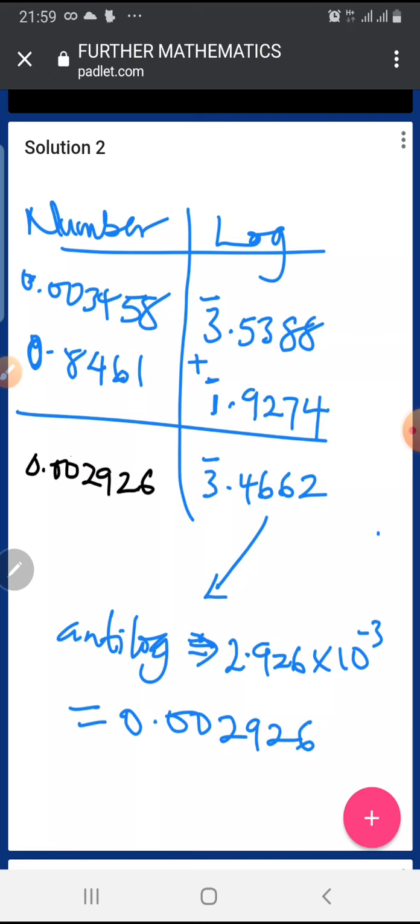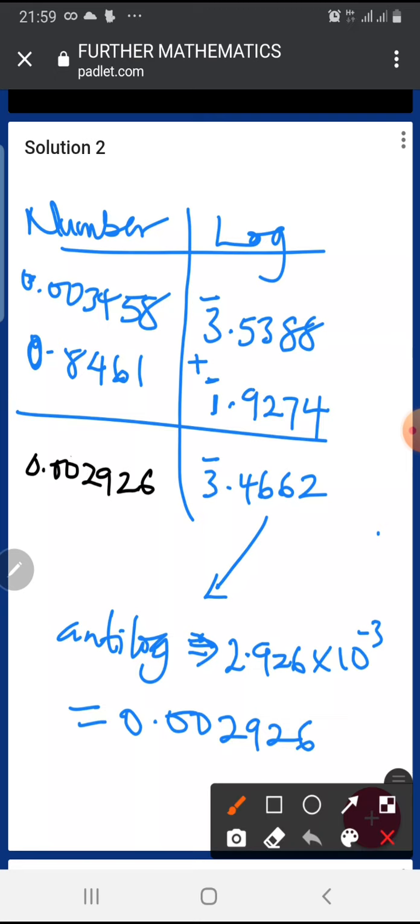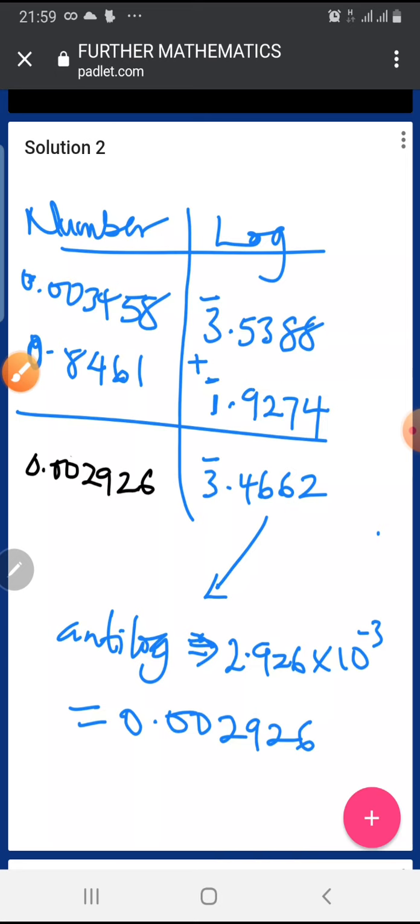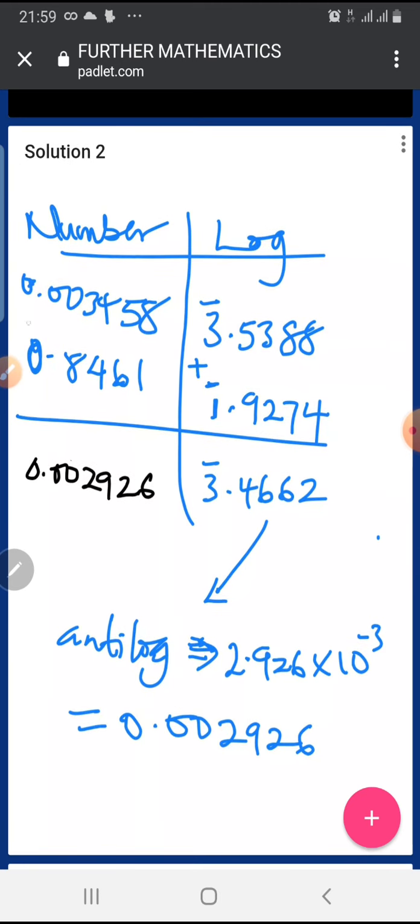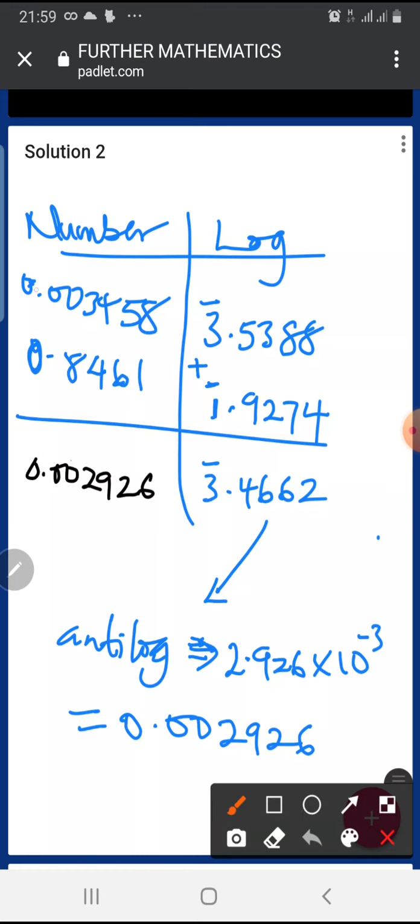The first number is 0.003458. And if you check very well, the characteristic will be what? You move this point. Now we are moving to the right. Remember the first time we moved to the left. Now we are moving to the right: 1, 2, 3. Before the first number, we have to move 3 times. I move again, 1, 2, 3, and then the point will be behind number 3. So since I've moved 3 times, my characteristic will be 3, but now a negative 3.